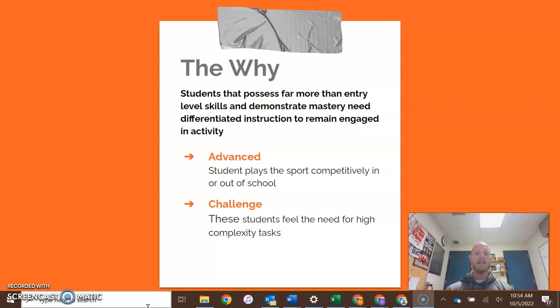And then the second reason why would be challenge. These students that we deem high flyers need higher complexity tasks to complete than maybe somebody who has never played basketball a day in their life. Maybe they enjoy the game, but they've never played.